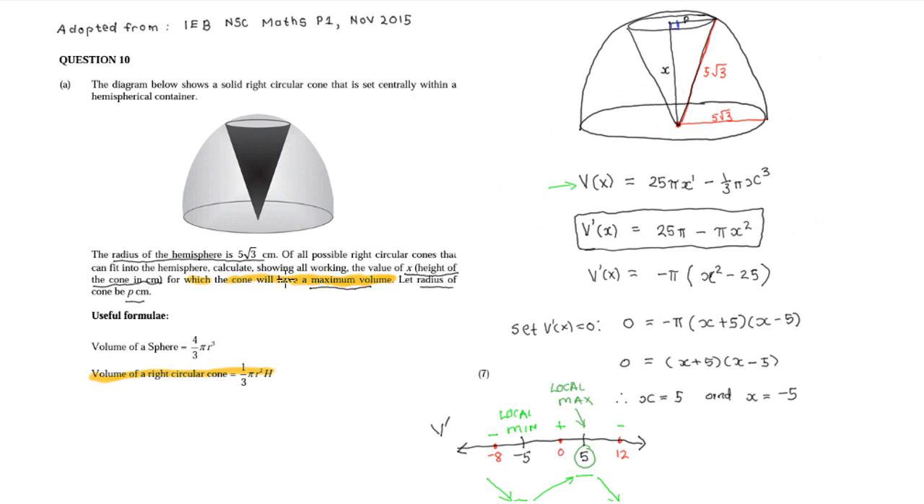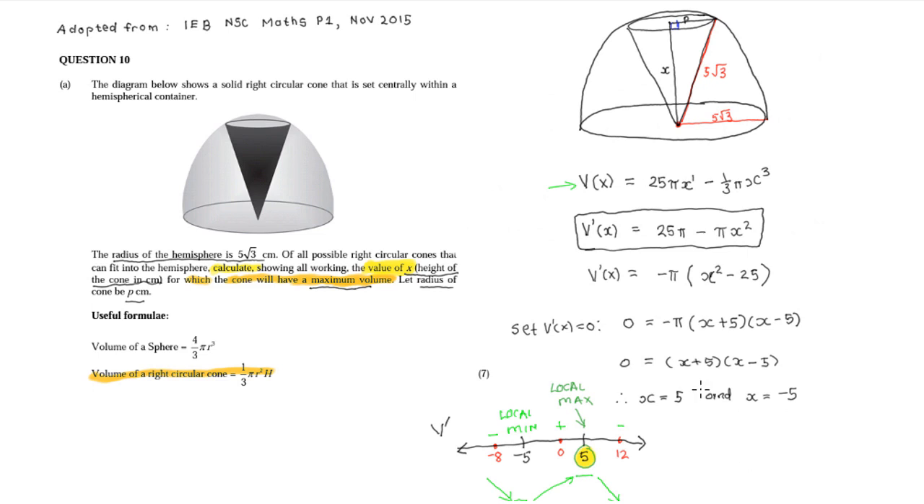So this is our point of interest, x equals 5. Okay, so when we go back to the question, you can see that they wanted us to show our working and calculate the value of x. So they don't want us to tell them what the maximum volume is. They just wanted us to calculate the value of x that will give you the maximum volume, and we just did that. We see that that is going to happen at an x value of positive 5.